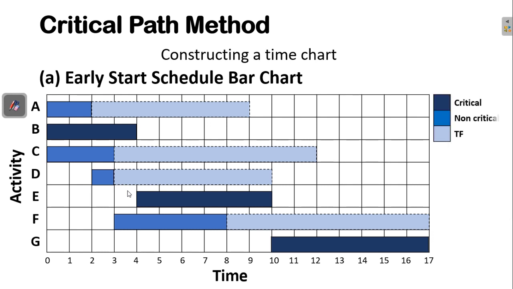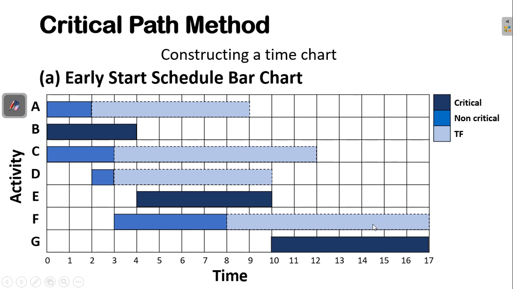So these are the scales for the colors of this bar chart. The deep blue represents the critical activity, the blue one represents the non-critical, and the light blue represents the total float.